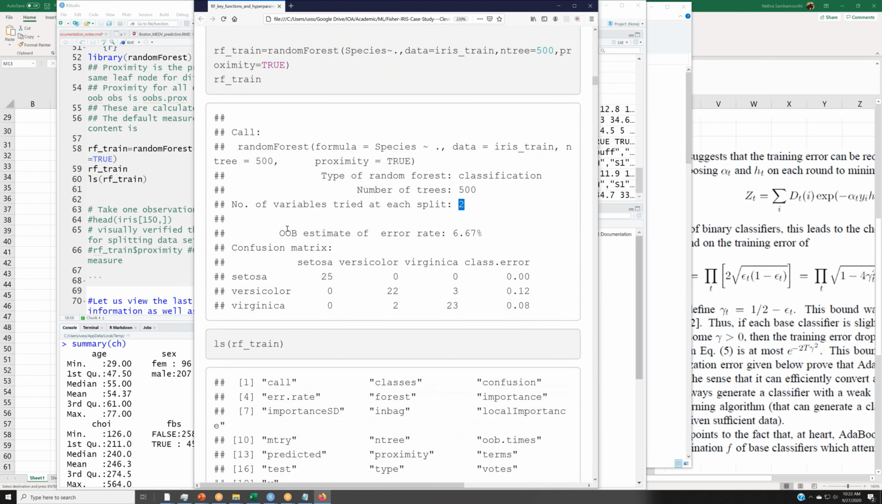Now there is something called the OOB estimate of error rate. OOB means out of bag. Please write it down: out of bag. What does this out of bag mean?